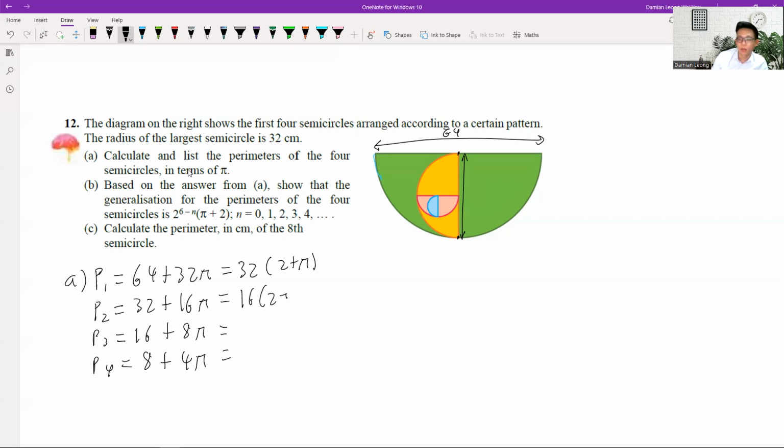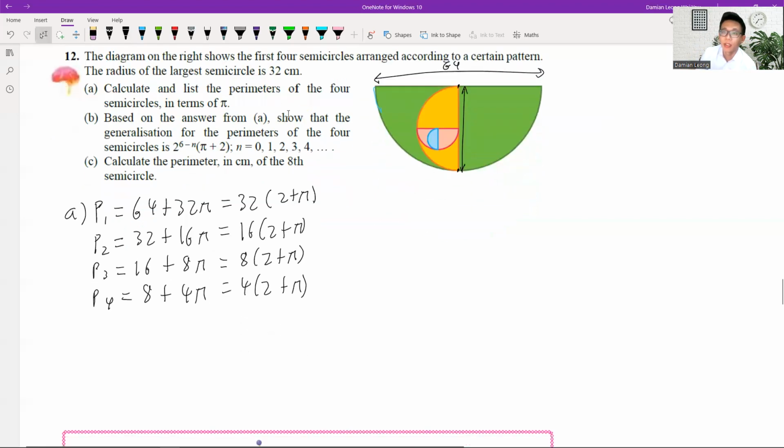16 (2 + π), 8 (2 + π), 4 (2 + π). As you can see, it's basically the same as the answers in the textbook.